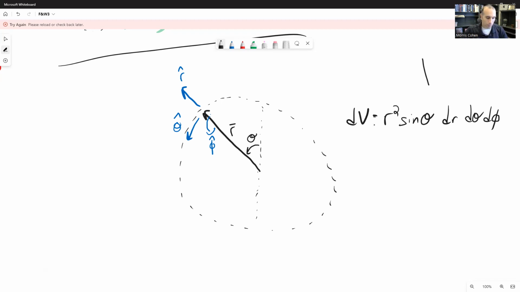So that's the dv. The dA, or the ds vector, will depend on where your surface is located. So if it's a patch on the surface of a sphere, then that would be r squared times d phi times sine theta times d theta. Basically, it's the same as the volume, except remove the dr, right? And this would be a patch on the surface of the sphere.